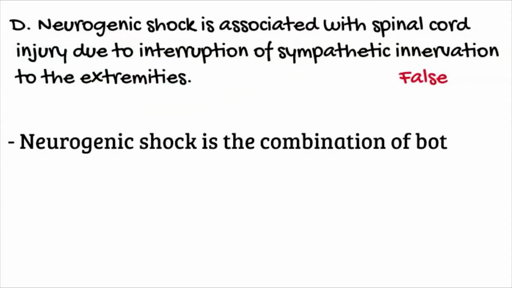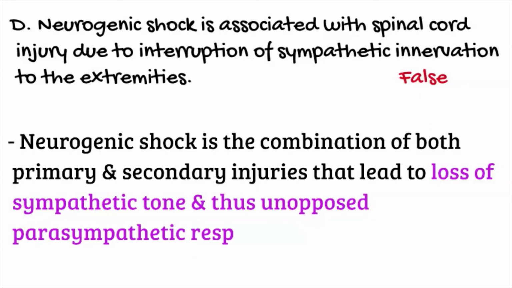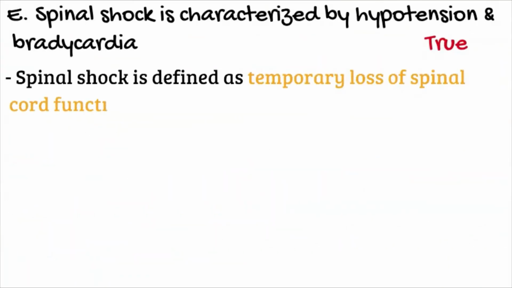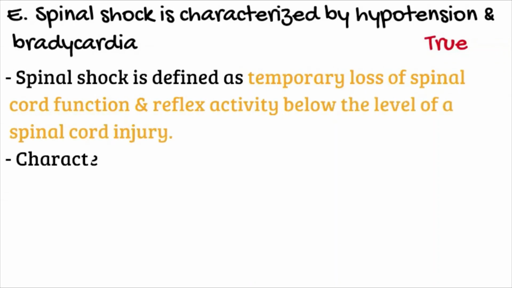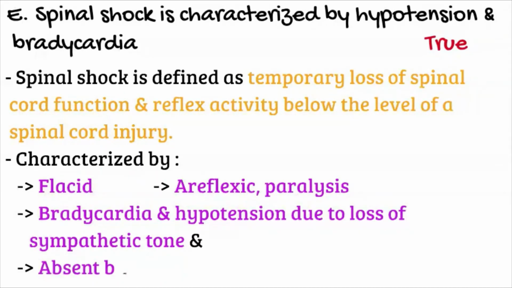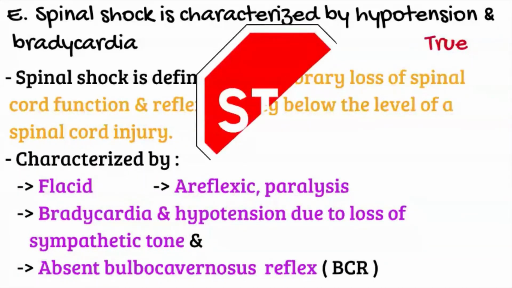Neurogenic shock is a combination of both primary and secondary injuries that lead to loss of sympathetic tone and thus unopposed parasympathetic response driven by the vagus nerve. Spinal shock is defined as temporary loss of spinal cord function and reflex activity below the level of a spinal cord injury. It is characterized by flaccid, areflexic paralysis, bradycardia, and hypotension due to loss of sympathetic tone and absent bulbocavernosus reflex.